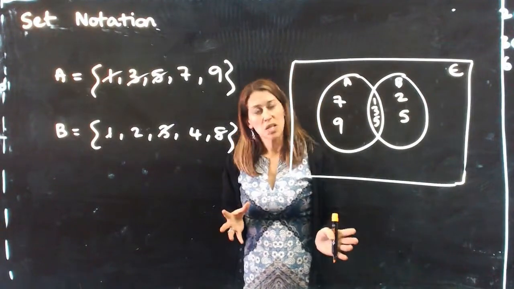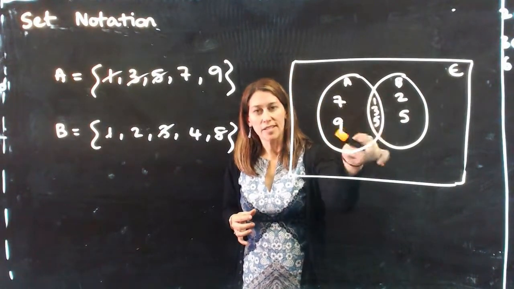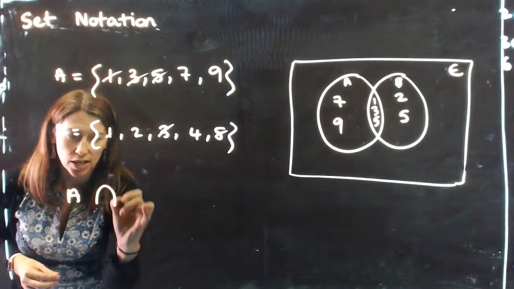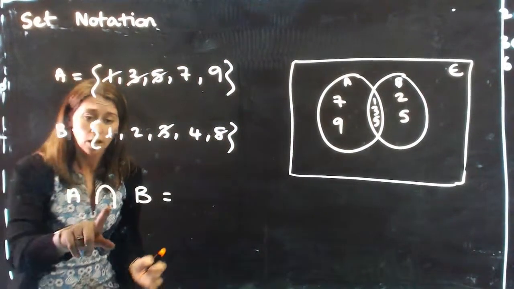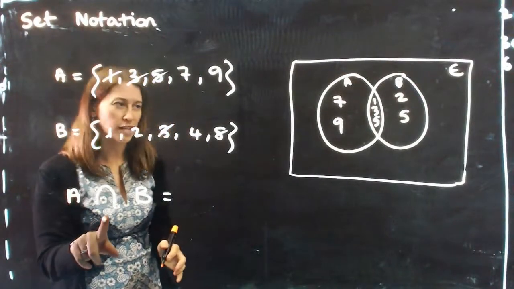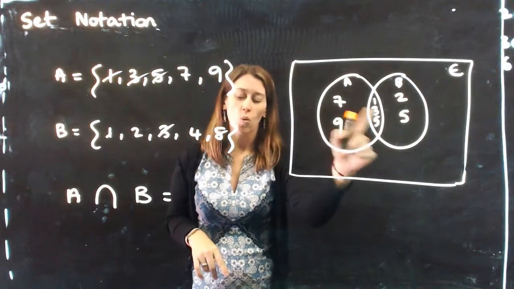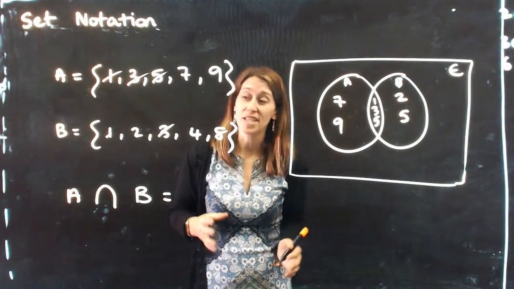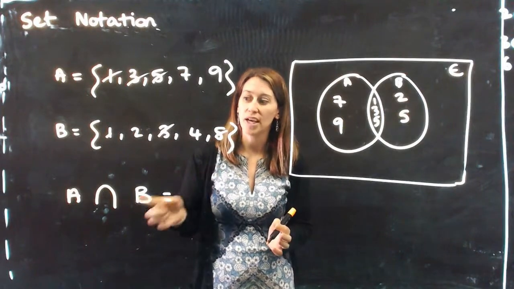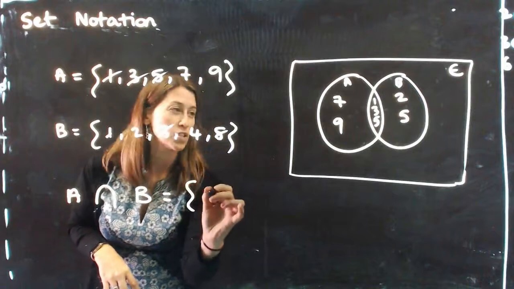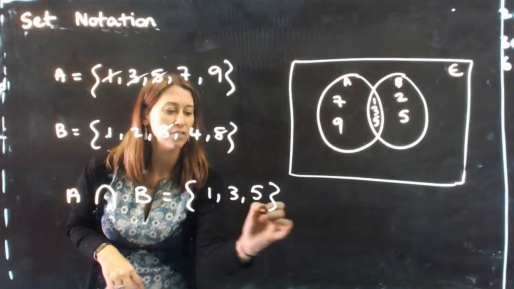Let's look at the symbols that we might use then to display this intersection. If I want to use A intersect B, I'm using this symbol here. It's like an N with no stick. It means intersection. What that refers to is what numbers within this set, or what elements in the set, are contained in both A and B only. So we would write that as 1, 3, 5.